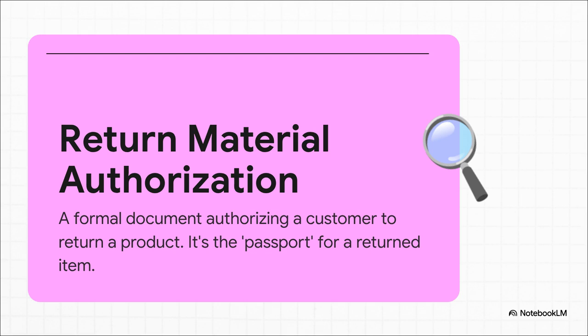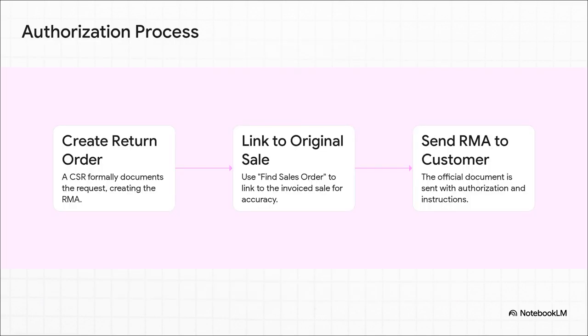As soon as a return order is created, the system generates a unique RMA number. That number is everything. It's how we'll track this thing every single step of the way. So how does it work? Well, it's pretty straightforward, but every step is critical.